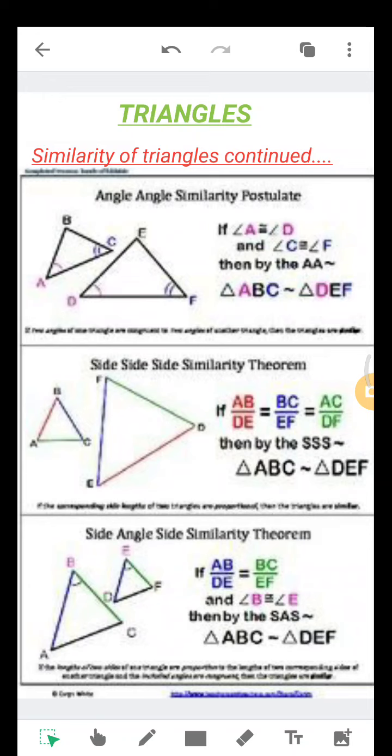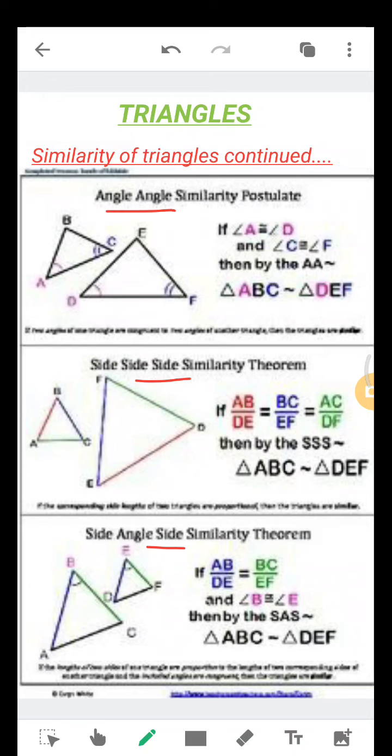So I discussed 3 similarity rules with you in the last session. The first one was angle similarity. The second one was SSS, side, and the third one was SAS, similarity. If you remember all these similarity rules, then you can easily solve the exercise questions. The whole exercise depends on these 3 rules only. So we are going to solve the exercise questions in today's session. Let's quickly recall it.